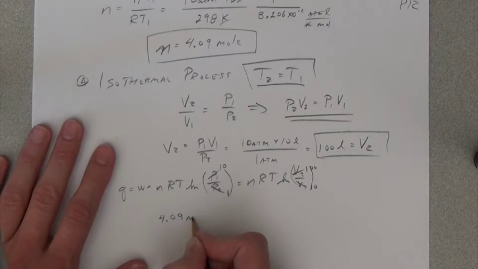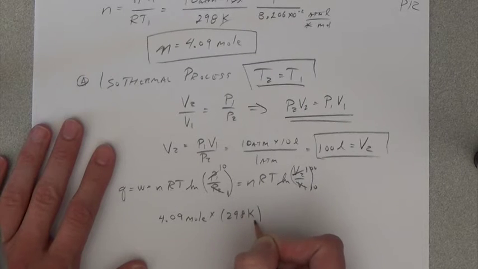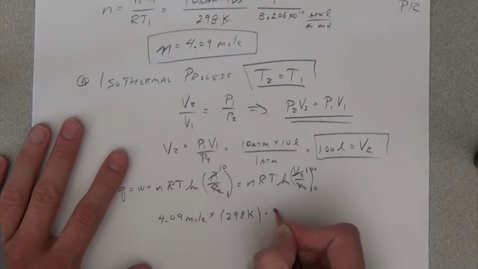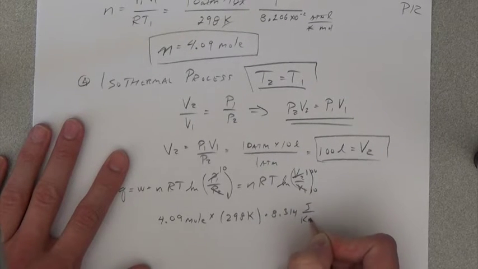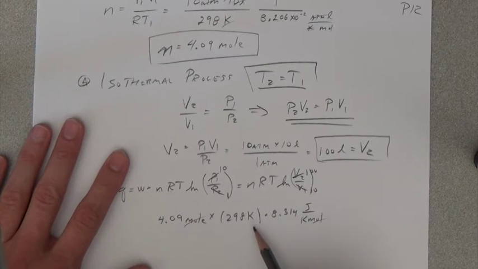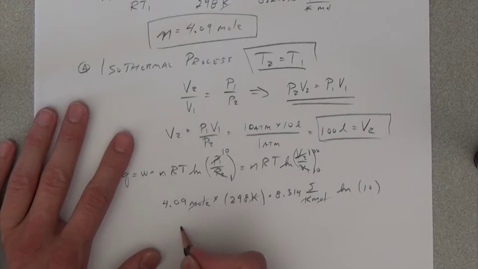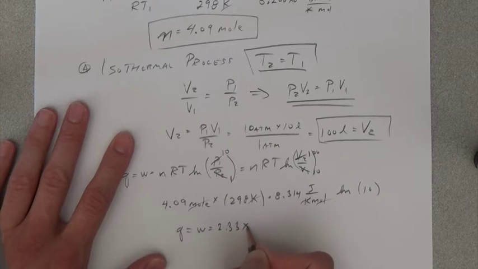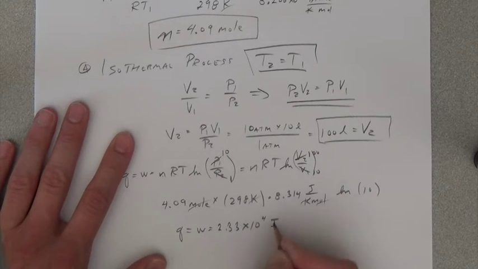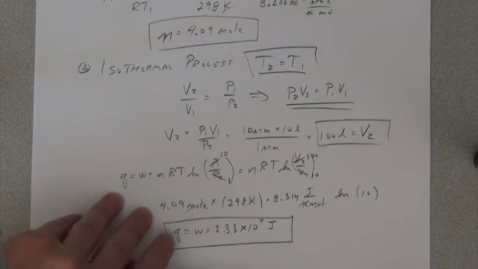4.09 mole times 298 K times 8.314 joule per K mole. So our units here cancel out, giving us just joule times natural log of 10, or Q equals W equals 2.33 times 10 to the 4th joule. So that gives us the work and the heat absorbed.